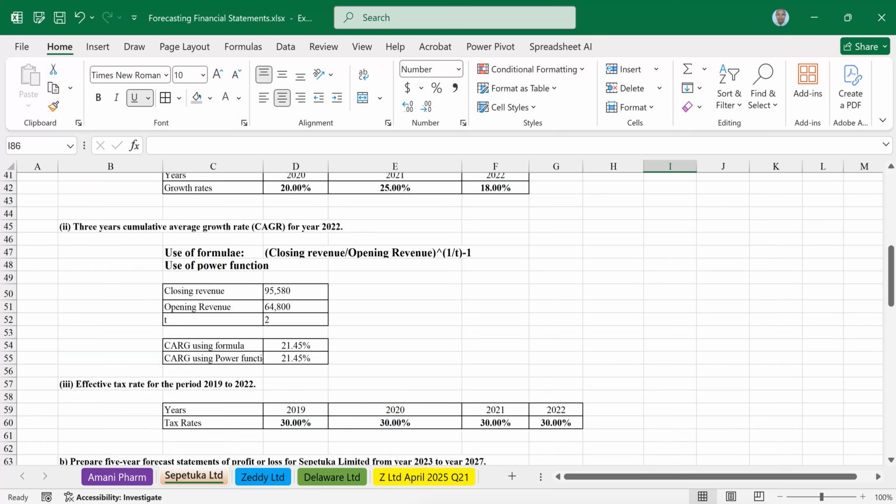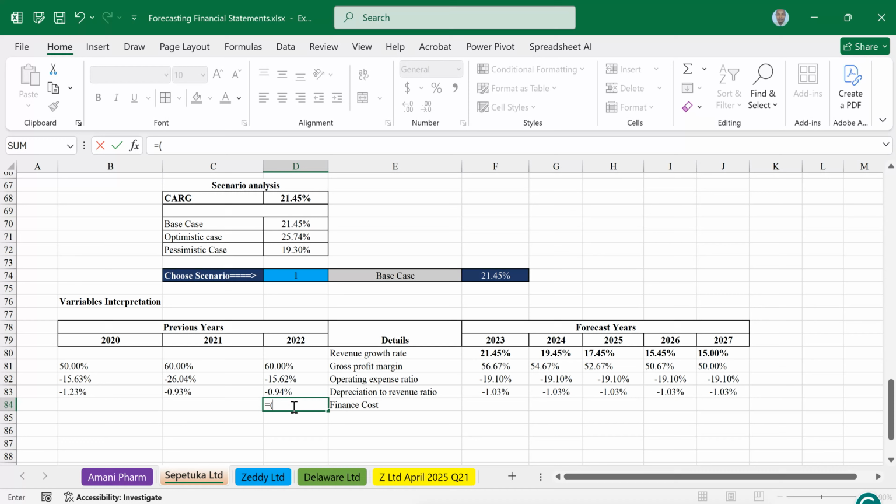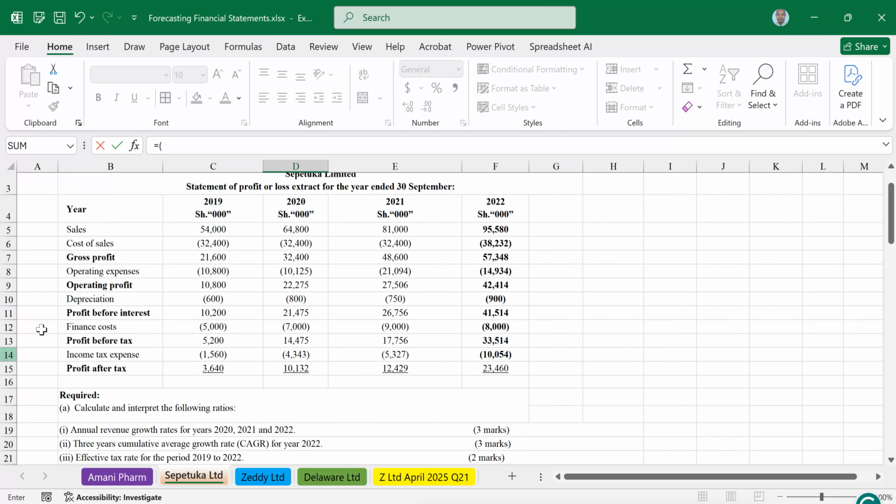So here we have finance cost. So we get the reduction rate in the year 2022, only 2022. That will be equal sign. I believe there is bracket, equal sign, then bracket. Go to 2022 under finance cost. This is finance cost. So equal sign, bracket, then click on 8,000. We want that reduction rate, minus, click on 9,000, 8,000 minus 9,000, close bracket, then divide that with the 9,000 again.